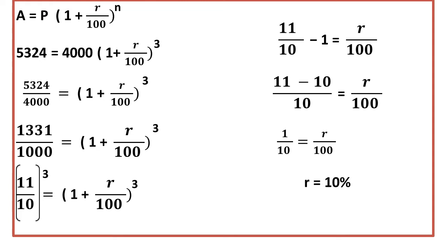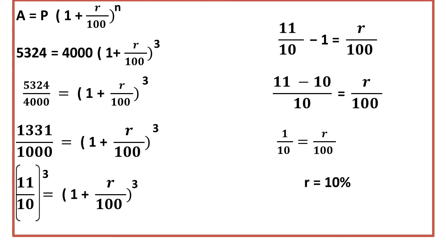Shift 4000 from right hand side to the left hand side. It results as 5324 by 4000 is equal to 1 plus R by 100 to the power 3. When we are calculating R, the common ratio, by observing the power on the right hand side, the left hand side value should be equated. So, 5324 by 4000, if you divide it by 4, the results will be equal to 1331 by 1000. Hence, express 1331 by 1000 as 11 by 10 whole cube.